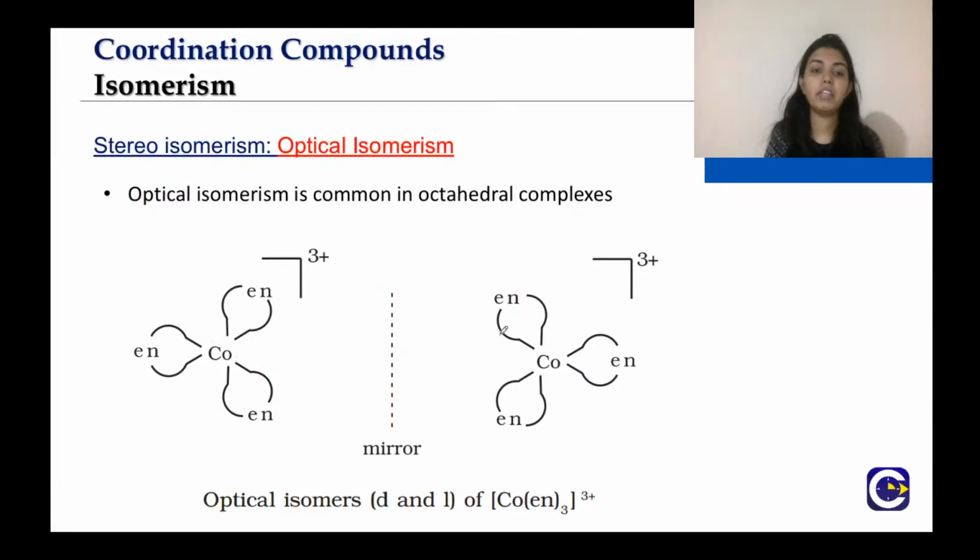That means the mirror image is not superimposing on each other. Therefore, these are optically active, and these both are optical isomers, right? So one of them will be D and one of them will be L. That means one of them will be dextrorotatory and the other one will be levorotatory.